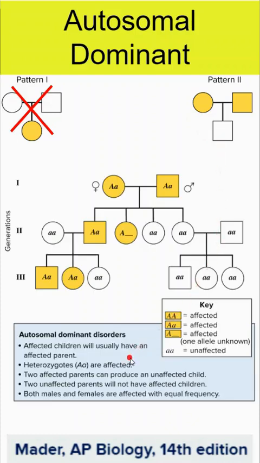So when we're looking at this, affected children will usually have an affected parent. Two affected parents can produce an unaffected child, and that is going to be the thing that tips us off for this. And again, two unaffected parents will not have affected children. This will not work with autosomal dominant pedigrees.